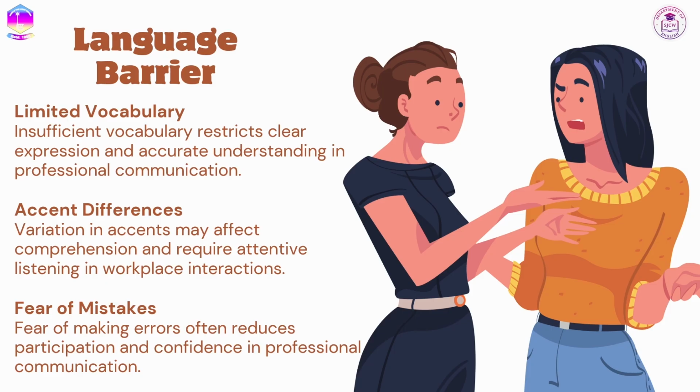And the second one is accent differences. Variation in accents may affect comprehension and require attentive listening in workplace interactions. Whereas the third one is fear of mistakes. People wonder if they might make mistakes and they hesitate to talk. That is because, as I said in the previous module also, we have spoken about confidence and preparation. Preparation helps you gain more confidence. If you have confidence, you will avoid making mistakes when you talk. So fear of mistakes is one of the major barriers people come across in professional communication.